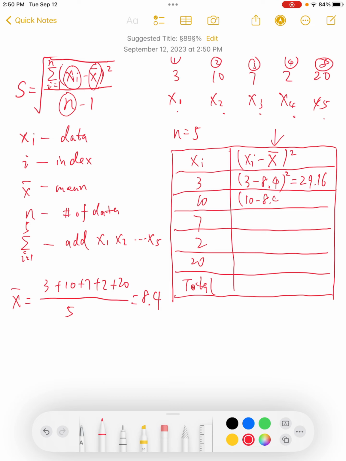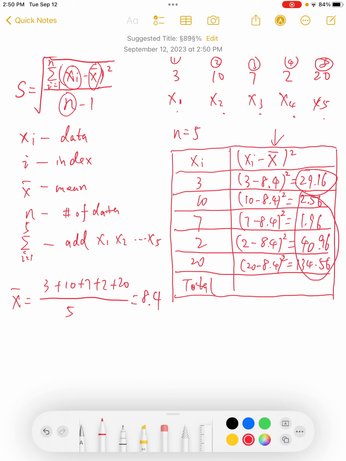Then do the same thing for the rest. For the second data, see how much it differs from the mean. I got 2.56. For the third data, see how much it differs from the mean, and then square that difference. Fourth data, how much it differs from the mean, and then square that difference. I got 40.96. The calculation is easy, so put it in the calculator and do it yourself. For 20, find how much it differs from the mean, and then square that difference. I got 134.56.